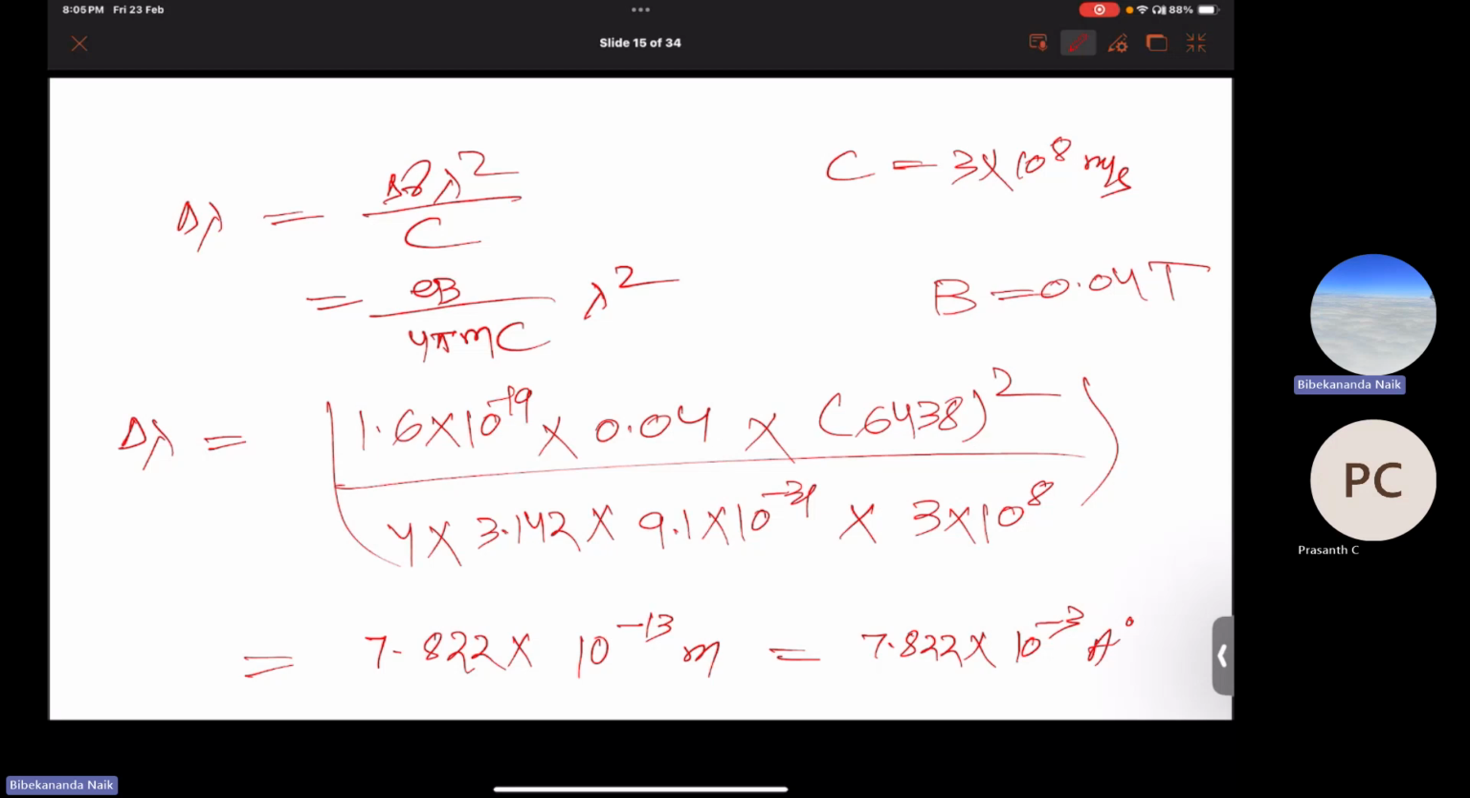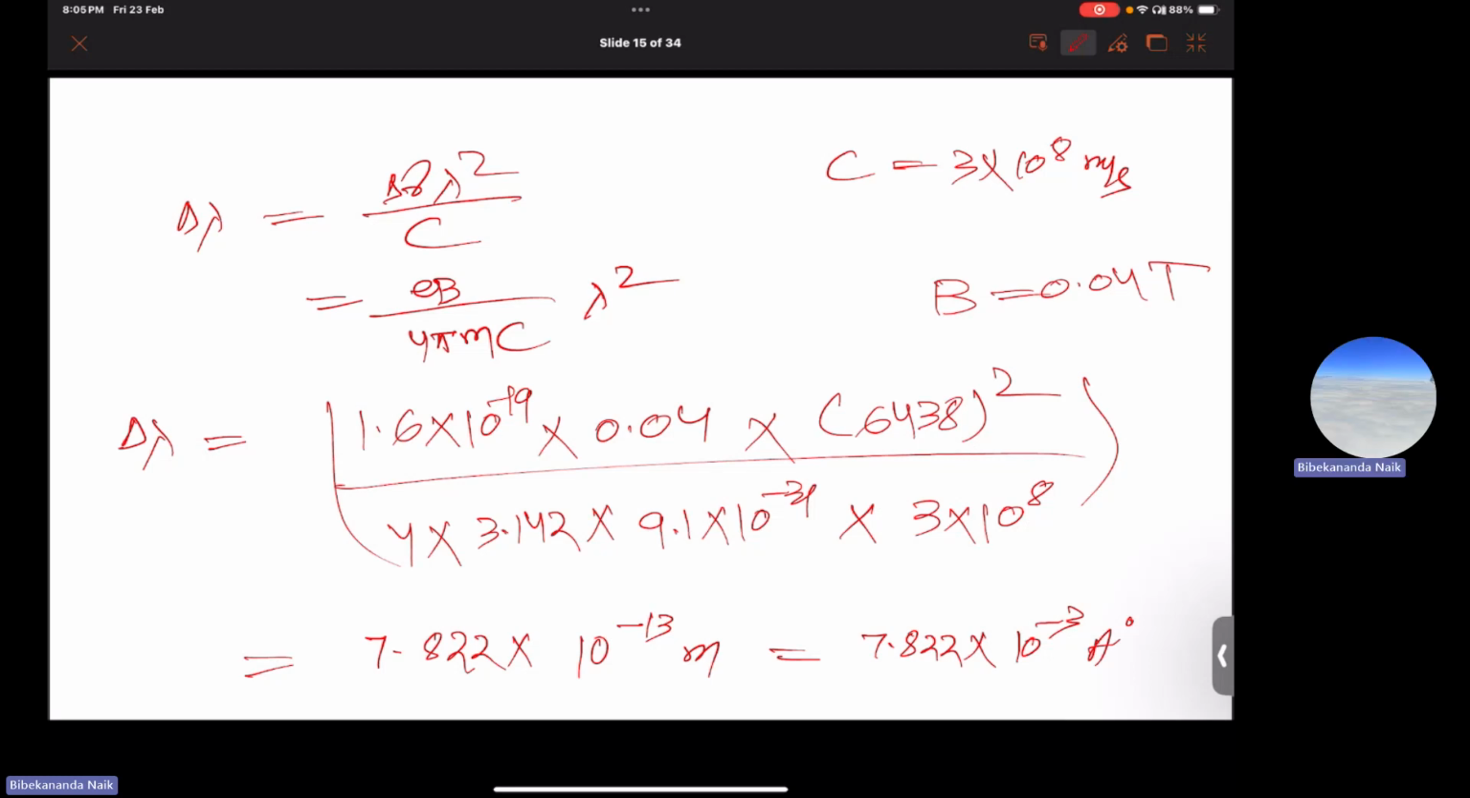Then 4 into pi is 3.142. Mass of the electron is 9.1 into 10 to the power minus 31 kg. Then 3 into 10 to the power 8. So about here will be another term which will be 10 to the power 20, because here it is into 10 to the power minus 20, the square of this Armstrong. So if you calculate all this, it will come out 7.822 into 10 to the power minus 13 meter, or since 1 Armstrong is 10 to the minus 10 meters, it will be 7.822 into 10 to the power minus 3 Armstrong.